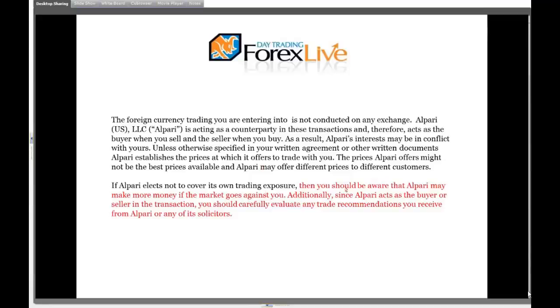Now, the most important part to this is Alpari's counterparty agreement. They all use the same one. They just simply replace their name here with Alpari. So the second paragraph says, if Alpari elects not to cover its own trading exposure, then you should be aware that Alpari may make more money if the market goes against you. Additionally, since Alpari acts as the buyer or seller in the transaction, you should carefully evaluate any trade recommendations you receive from Alpari or any of its solicitors. So why is that important?